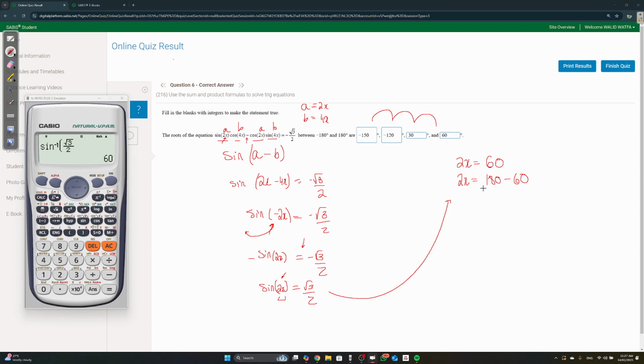So we got 2 solutions here, and let's solve them to make our life a bit easier. You get 30, and you get 120 divided by 2, which is 60. So we got 2 of our 4 solutions, and we're missing 2 more solutions. Be careful, our domain is between 180 and negative 180.